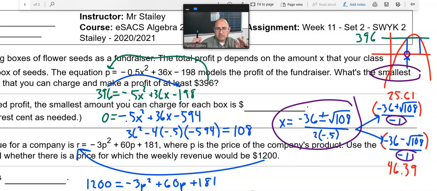If you're trying to do things in the numerator all together, one thing you can do is hit the enter button and then divide by negative 1. But if you're going to try to do this all in one line, make sure you hit the red parentheses I showed you. Use those parentheses around the top. Then the division key, negative 1 equals, and then you should get the same answers I did. 25.61 and 46.39. Of course, 25.61 is the smaller amount and is the winner of this particular question.